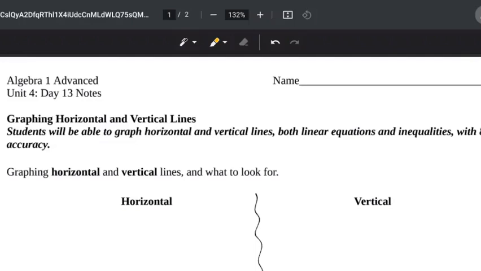Hey everyone, welcome into the final day of notes for Unit 4. We are in day 13, and today we are going to be graphing horizontal and vertical lines. Our goal today is that students will be able to graph horizontal and vertical lines, both linear equations and inequalities, with 80% accuracy.